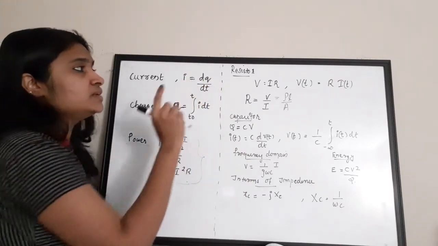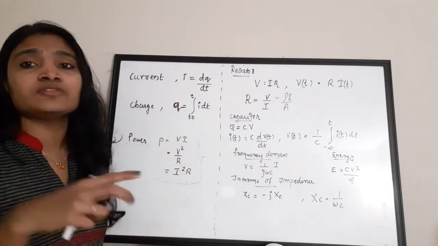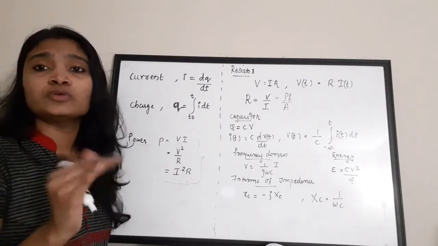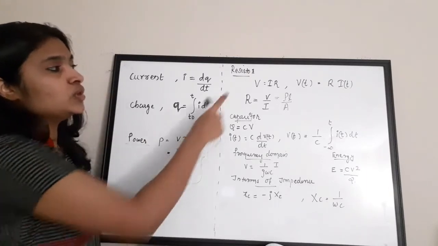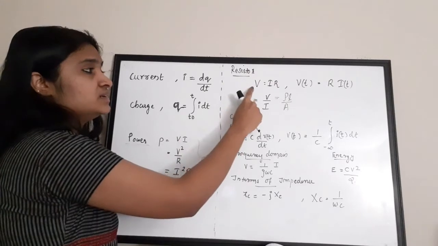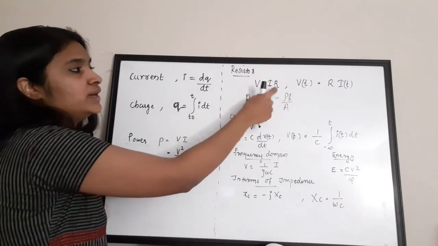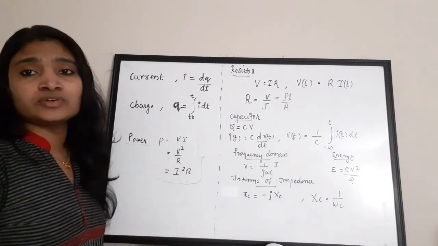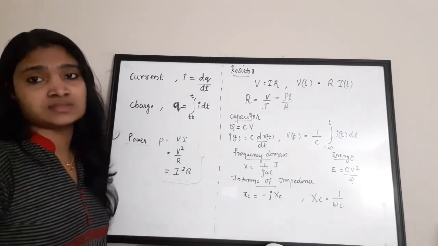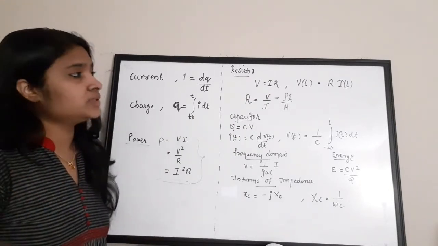So the first element, we know, is the resistor. A resistor's function is to resist the flow of current. The equation for voltage in terms of resistance is the very famous Ohm's law. V is equal to I into R. Voltage is the product of current and resistance, given a constant or room temperature.